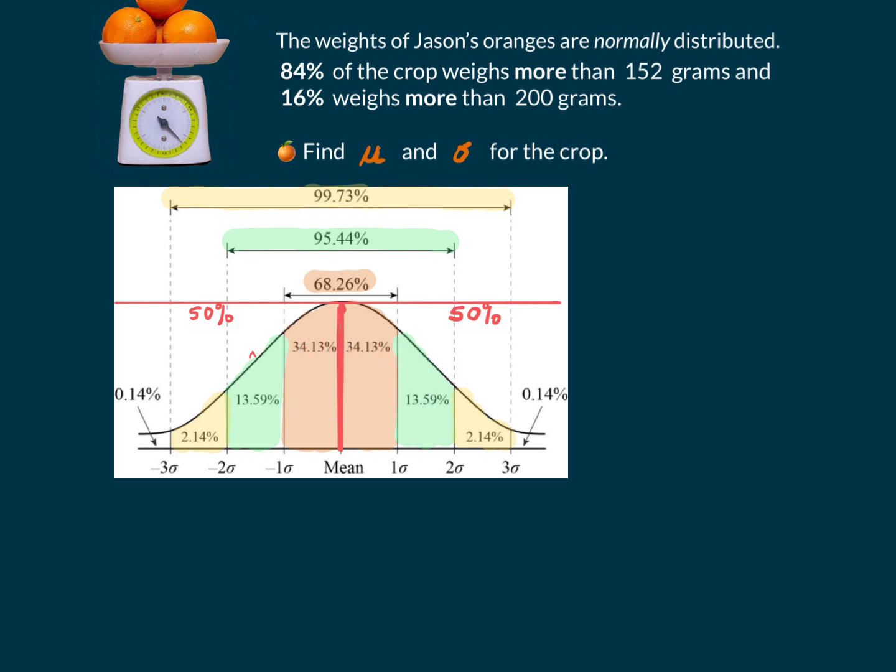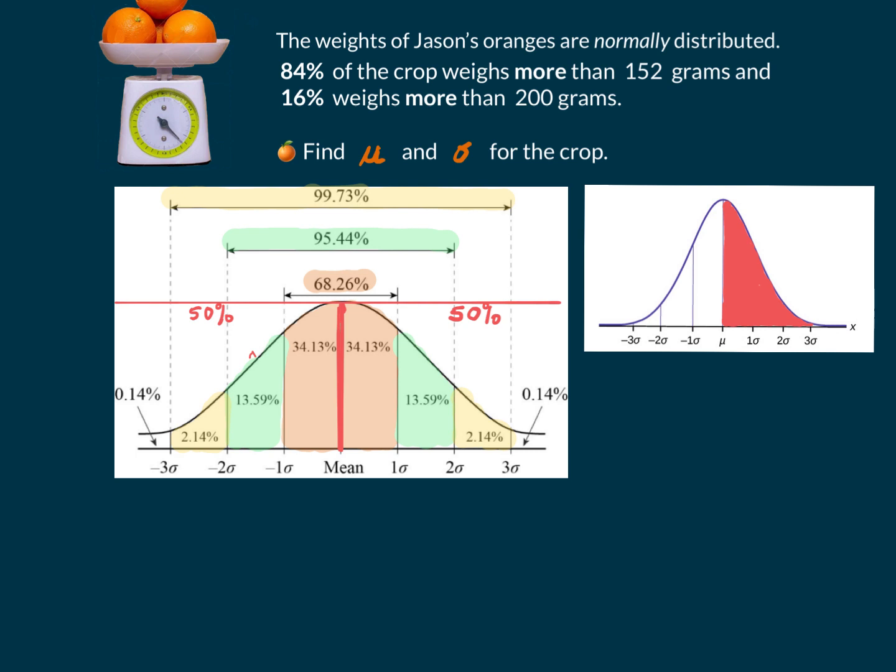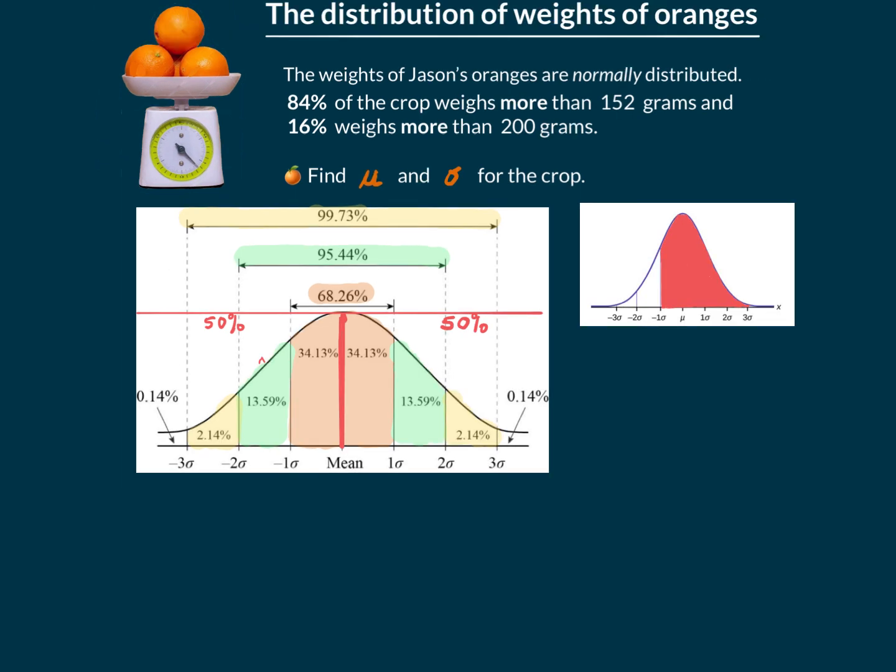We want 84% of the crop to weigh more than 152 grams. So we're going to be looking at the right-hand side of that graph. We know that the right-hand side of this graph contains 50% of the data. Since we want 84%, we can add 34% to 50, which gives us the 84% required. So we just need to shade in one more section. This means that everything that's in the red is over 152 grams.